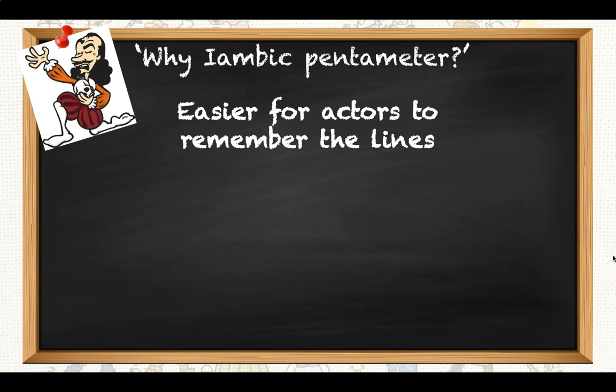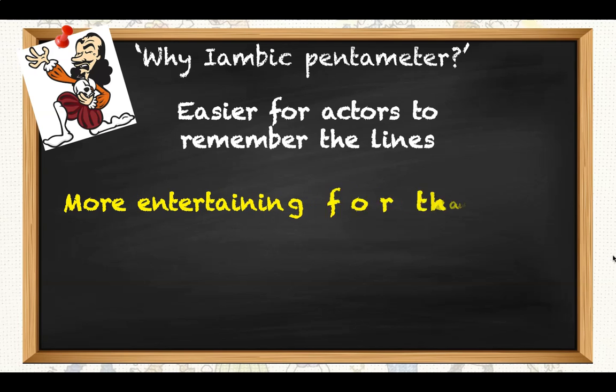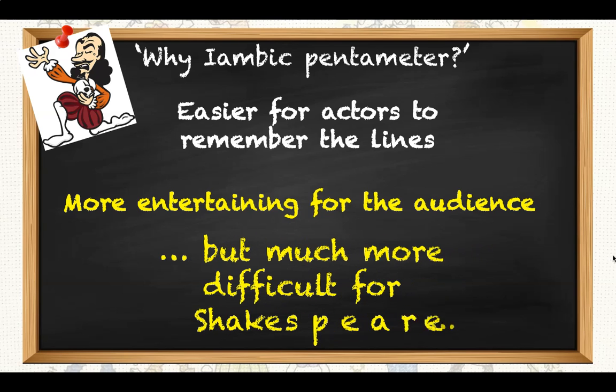Writing in iambic pentameter was said to have made it easier for the actors to remember the lines. It often made it more entertaining for the audience to listen to, but it was not easy for Shakespeare to write like this. While not every line is exactly iambic pentameter, the vast majority is. Consider that Shakespeare had to write considering his overall plot, the characterization of each character, as well as counting the number of syllables in each line, and we may well forgive him for some of the confusion his lines cause.